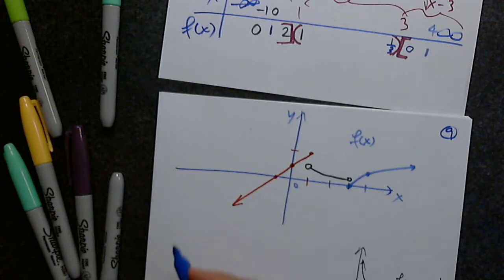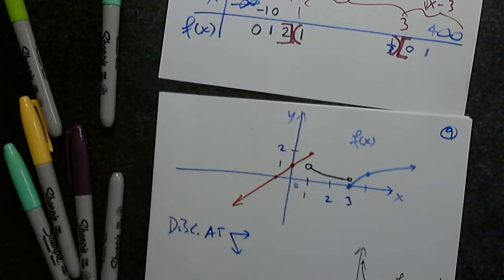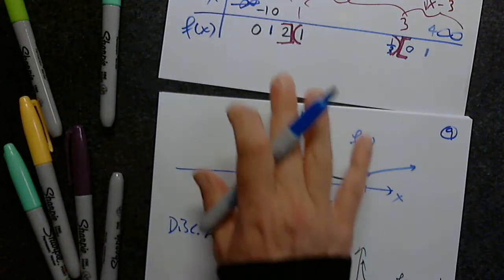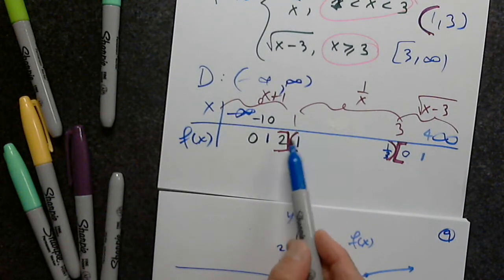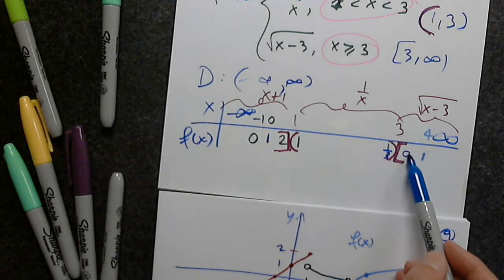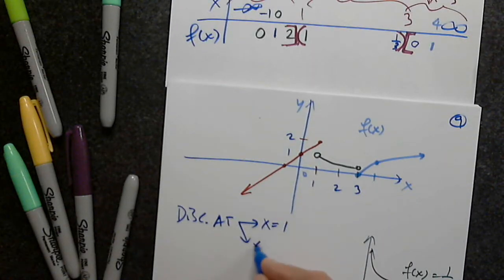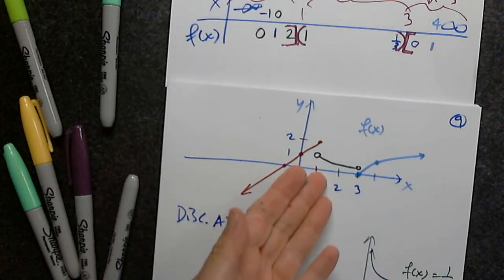No. So it's discontinuous at, you can see it here. At 1, the left-hand side is 2 and 1. It doesn't have a limit there. And on the right, at 3, 1/3, 1 and 0, so it doesn't have a limit there, right? So x equals 1 and x equals 3. So points of discontinuity at 1 and 3. Do we agree with that? Yes? Okay.